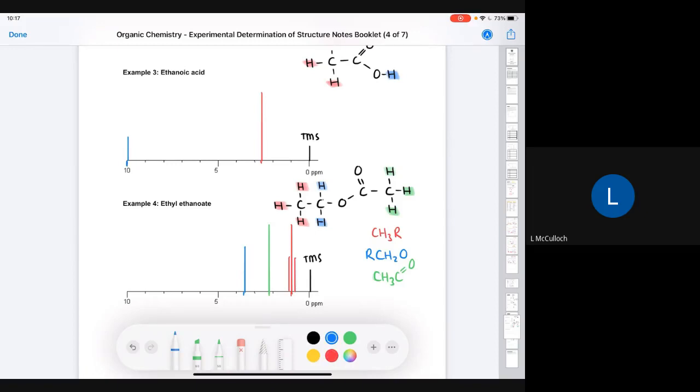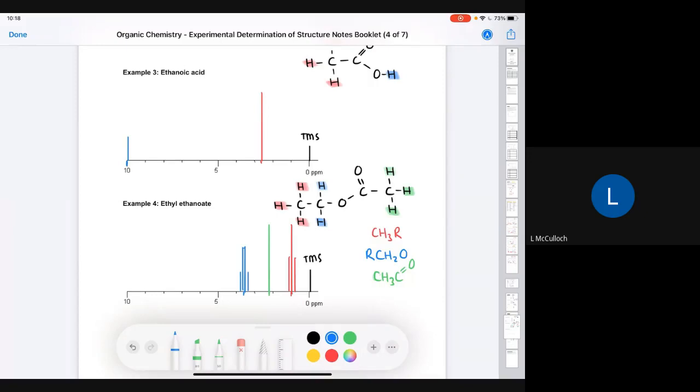If we then go on to look at the blue carbon, we look at the neighbours of the blue carbon. On the right-hand side, its neighbour is an oxygen, so we don't look any further than that. On the left-hand side, we have 1, 2, 3 hydrogens bonded to the carbon beside the blue carbon. So when we apply n+1, it's 3 neighbouring hydrogens plus 1, which is 4. So the blue peak is going to split into 4, like so.